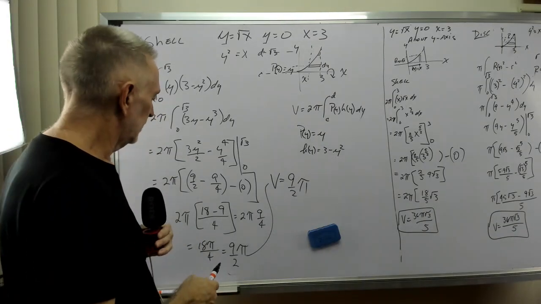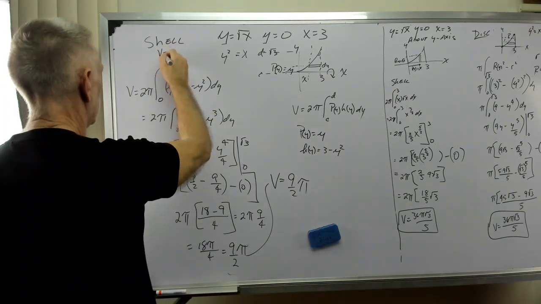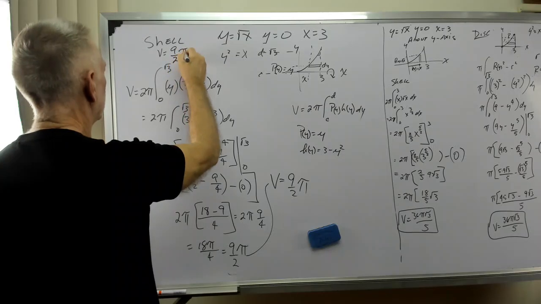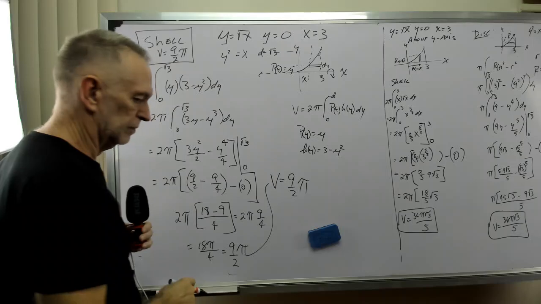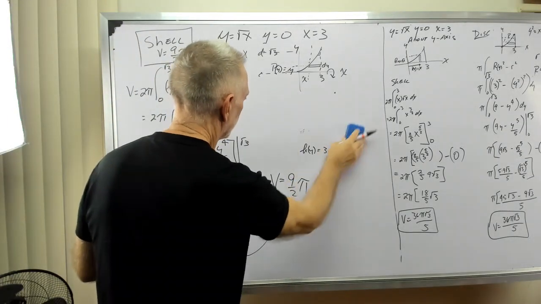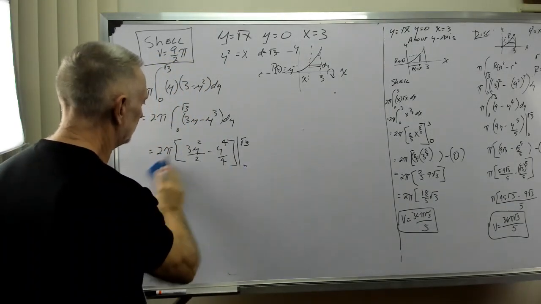Okay? Nothing too difficult there. I'm going to write this down. Volume equals 9/2 pi with the shell. Okay? Now let's take that same function and let's look at that using the disk method.